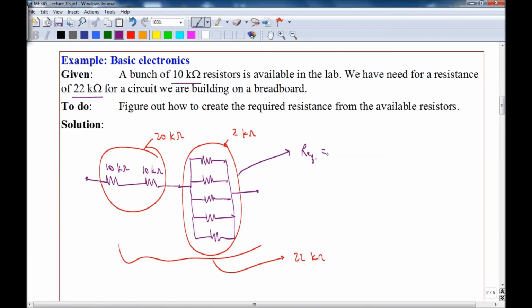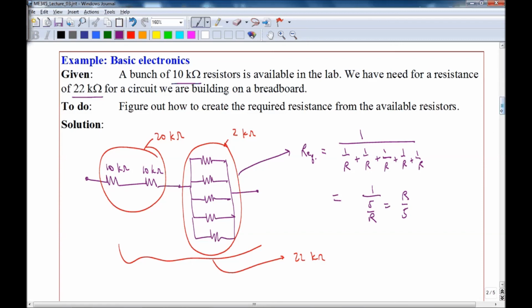So R equivalent for 5 resistors in parallel, we would just have 1 over R plus 1 over R. We do that 5 times, and this is equal to 1 over 5 over R, which is equal to R over 5. So when we have identical resistors in parallel, say we have 5 of them here, the actual final resistance, equivalent resistance, is R over 5. If we had 7 of them, it would be R over 7, etc. So that's a nice, easy way to remember it.